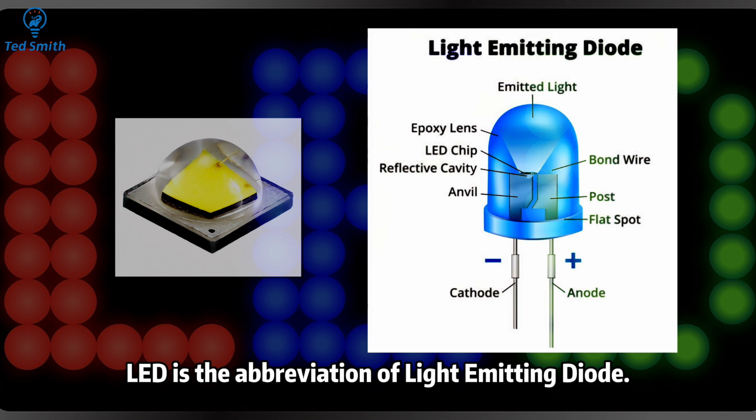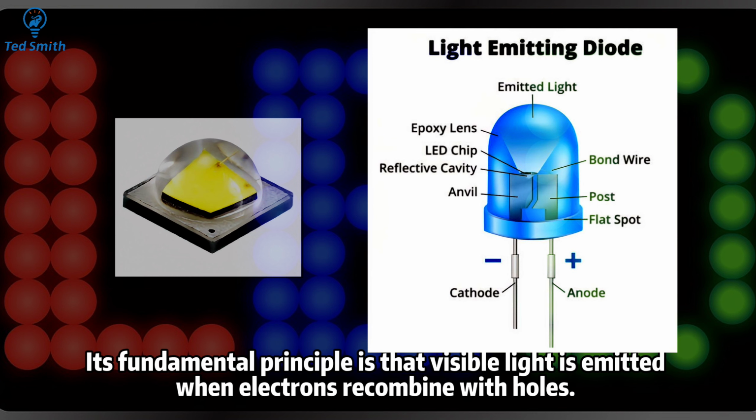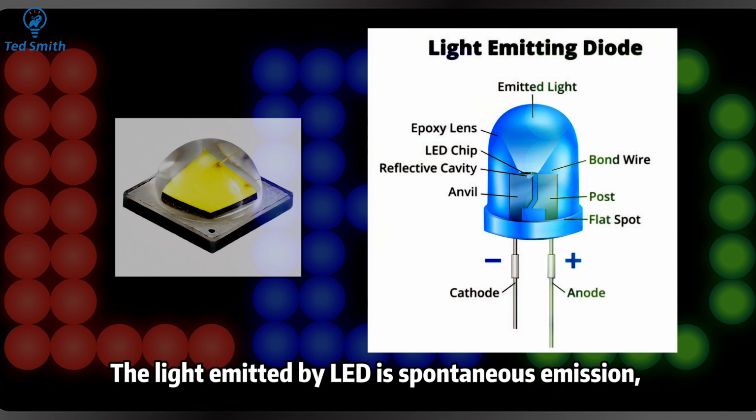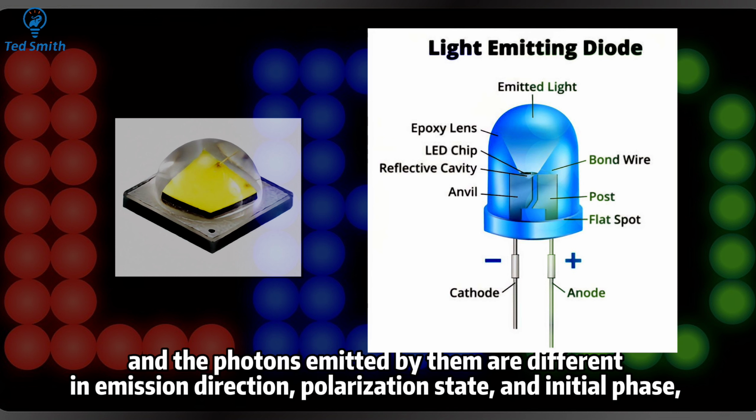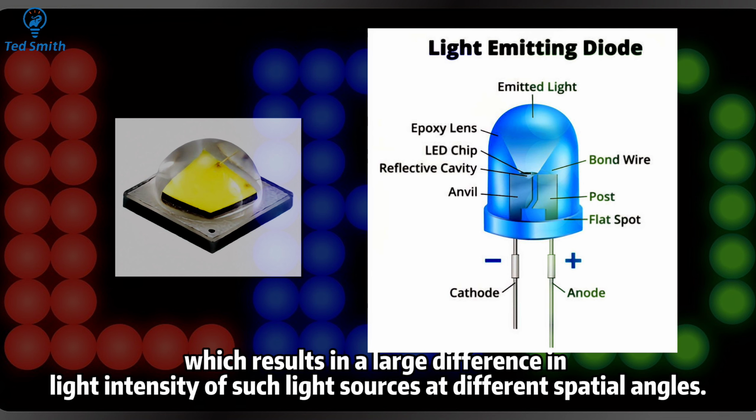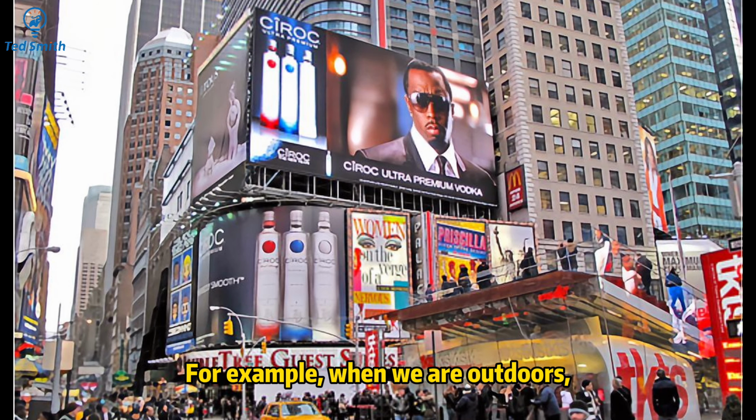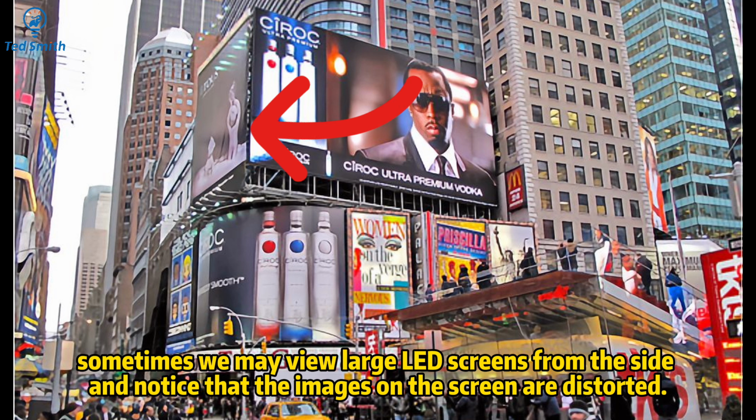LED is the abbreviation of light emitting diode. Its fundamental principle is that visible light is emitted when electrons recombine with holes. The light emitted by LED is spontaneous emission, and the photons emitted by them are different in emission direction, polarization state, and initial phase, which results in a large difference in light intensity of such light sources at different spatial angles. For example, when we are outdoors, sometimes we may view large light screens from the side and notice that the images on the screen are distorted.